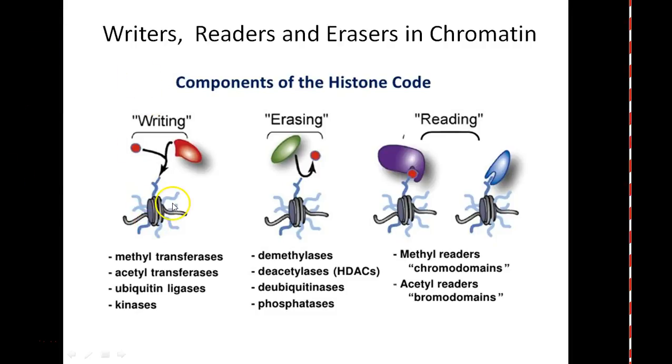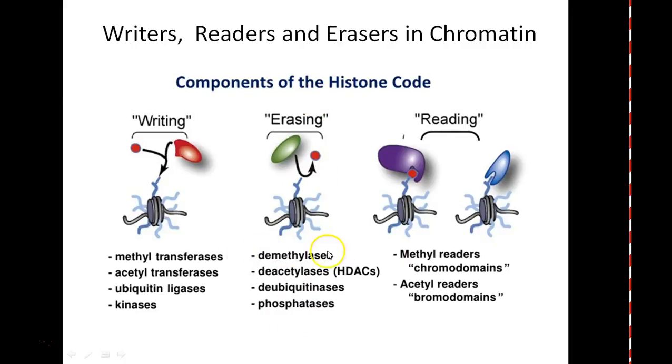So methyltransferases are responsible for putting the methyl groups, acetyltransferases for acetyl groups, ubiquitin ligases and kinases for phosphate groups. So this process is called writing. So those enzymes will write the histone code. They put specific modifications at specific places. And of course, to balance this process, we have to have enzymes that remove those modifications from the histone tails. And those are called erasers.